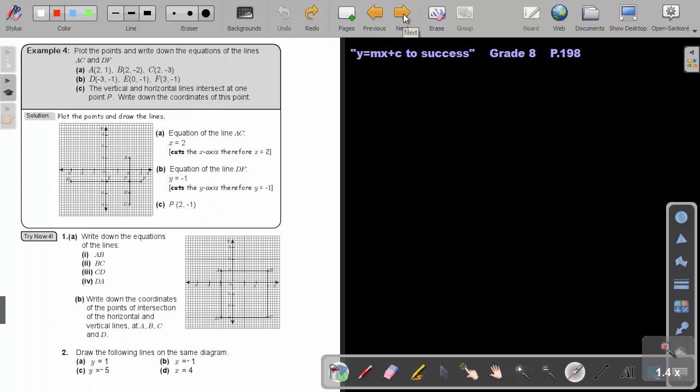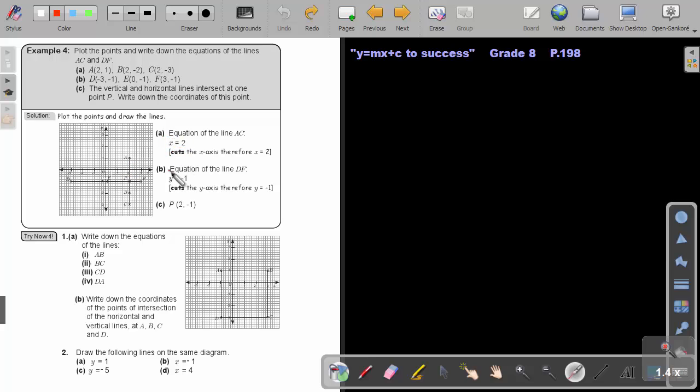Okay, let's look at an example. Plot the points and write down the equation of the lines AC and DF. So first I plot the points. It's 2 and 1, then 2 and -2. Okay, so let's look at B. There's 2 and -2, that point, and then 2 and -3. They are asking me, write down the equation of AC. It's cutting the x-axis and it's cutting at 2. That's why the equation is x equals 2.